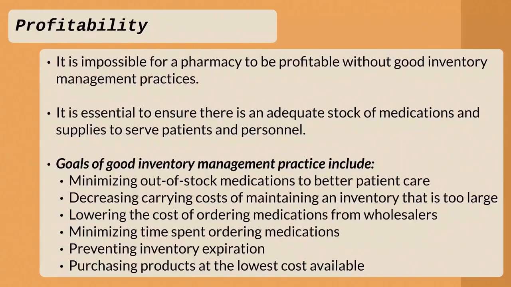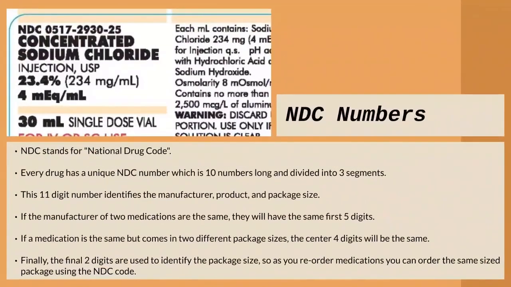So some of the goals of good inventory management practice include minimizing out-of-stock medications to better patient care, decreasing carrying costs of maintaining an inventory that's too large, lowering the cost of ordering medications from wholesalers, minimizing the time spent ordering medications, preventing inventory expiration, and purchasing products at the lowest cost available. With that being said, it's important that we understand some of the things around ordering drugs. So first, we're going to discuss NDC numbers.